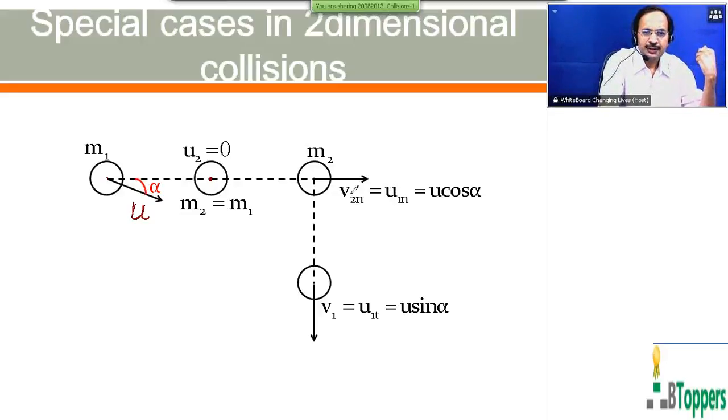Then after the collision, first sphere will have no velocity in the normal direction, it moves in the tangential direction with velocity of magnitude u sin alpha. If you want to copy this diagram, you can take a pause and copy this diagram. So I am going to show one problem based on one of these special cases. If you finish writing after this. In case you need more time to copy the diagram, you can take a pause and take your time.